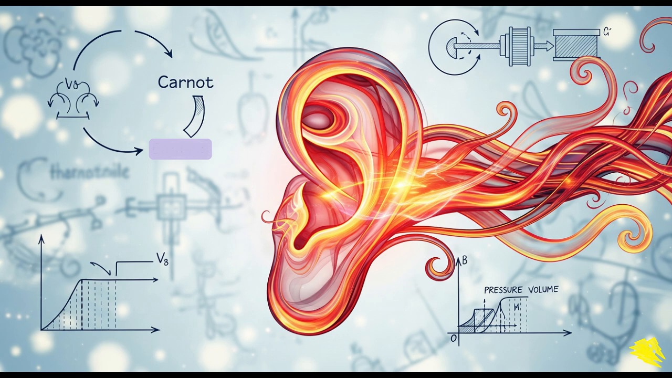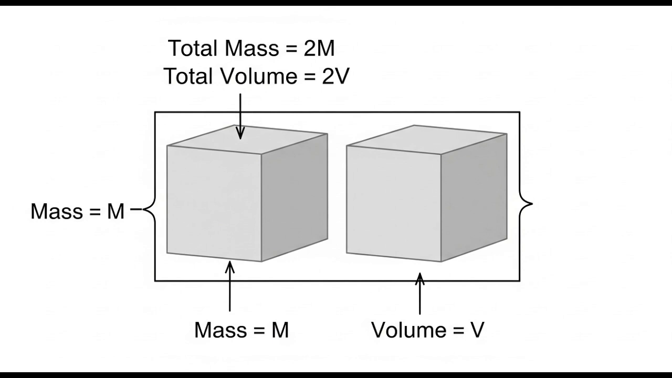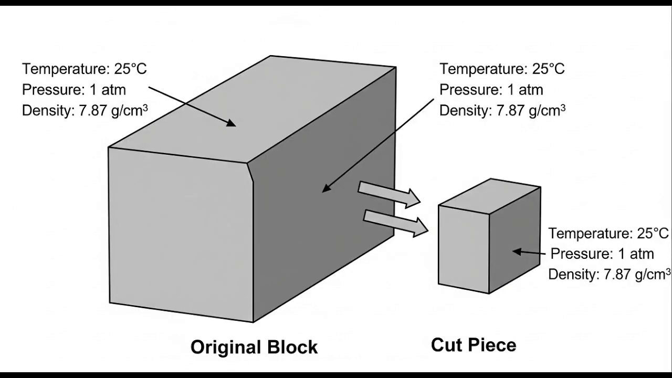Next, let's talk about properties. These are characteristics of our system. We categorize them into two types, extensive and intensive. Extensive properties depend on the amount of matter in the system. Examples include mass, volume, and total energy. If you double the amount of material, you double its mass. Intensive properties are independent of the amount of matter. Think of temperature, pressure, and density. A small piece of iron and a large block of iron at the same temperature will both have the same temperature.